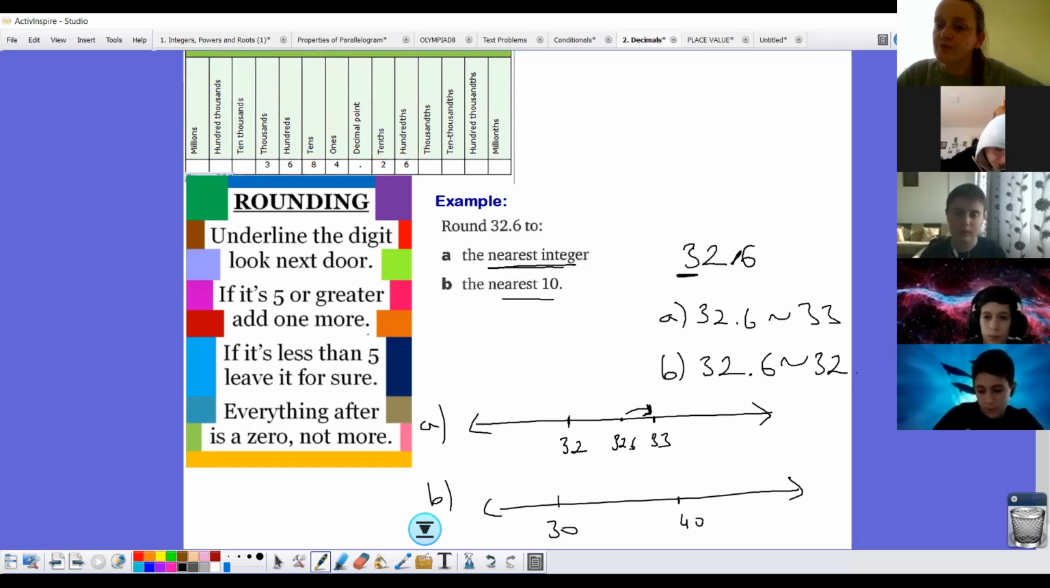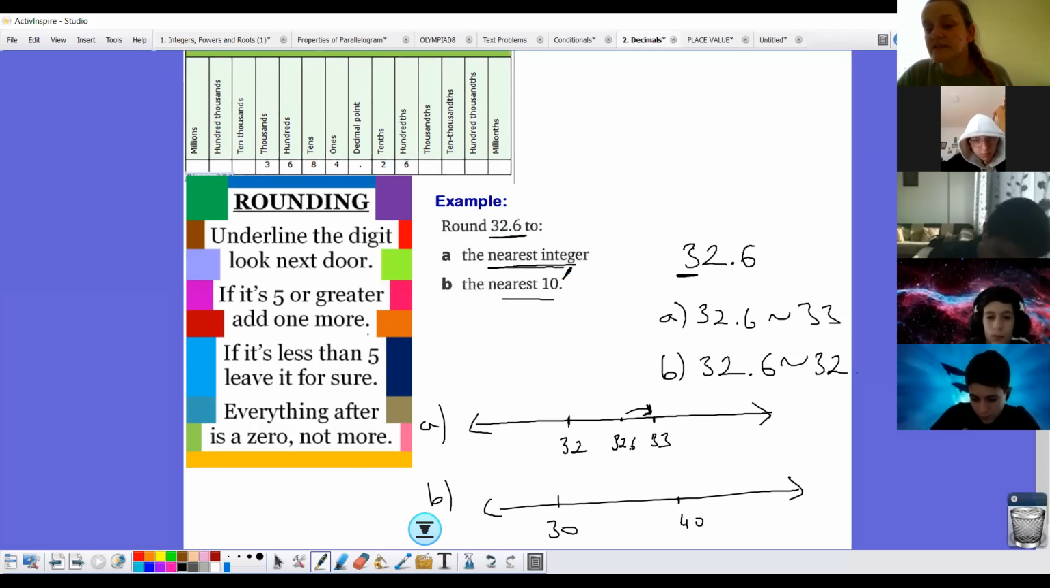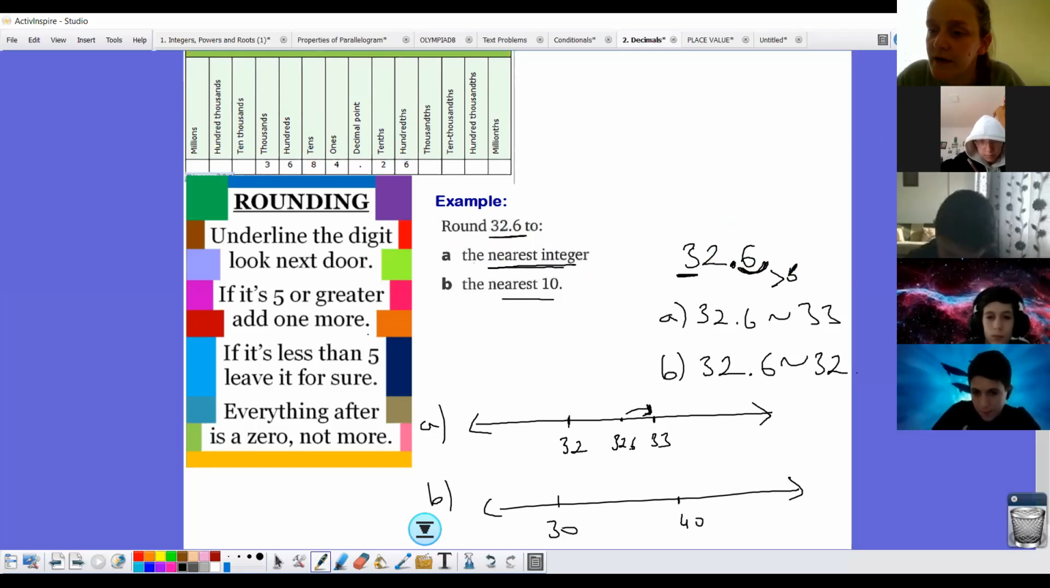Now, 32.6 is our given number. And A says, round this one to the nearest integer. And then it's going to be 33 because it's not lower than 5. Okay, let me explain. Because it says to the nearest integer, I am checking the decimal part, the number after the decimal point, which is 6. Yes, this is greater than 5, and that makes it 33.